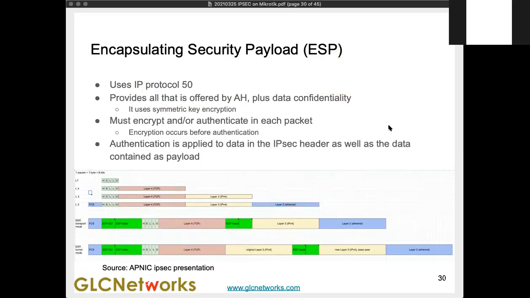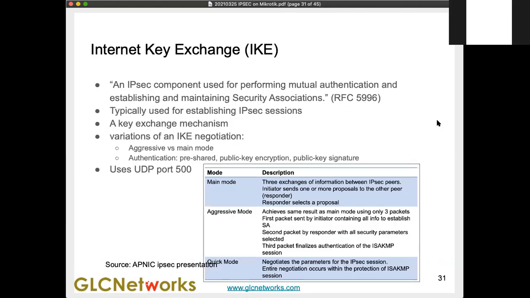So that is the ESP. So that's the difference between AH and ESP. Okay, and then we have a key exchange. This key exchange is used for establishing an IPsec session. We have a variation of IKE negotiation, aggressive versus main mode, and then for the authentication we have pre-shared, which means it's the same key, and public key encryption or signature.